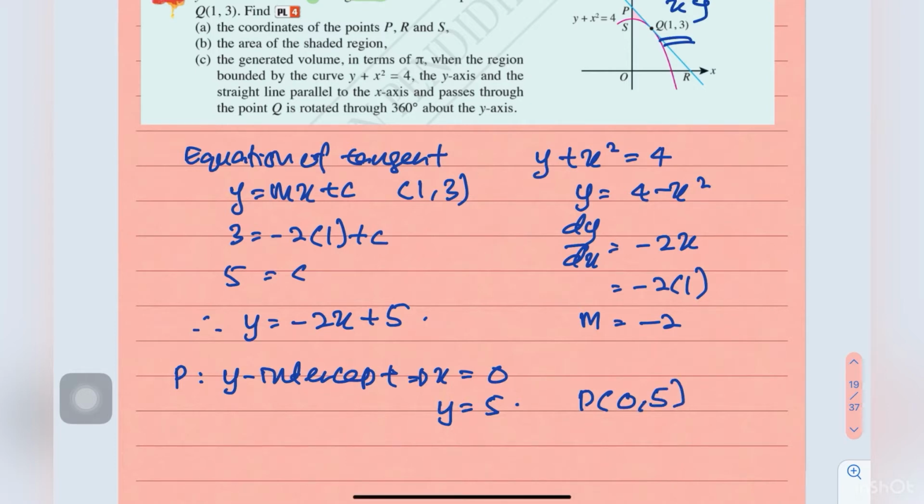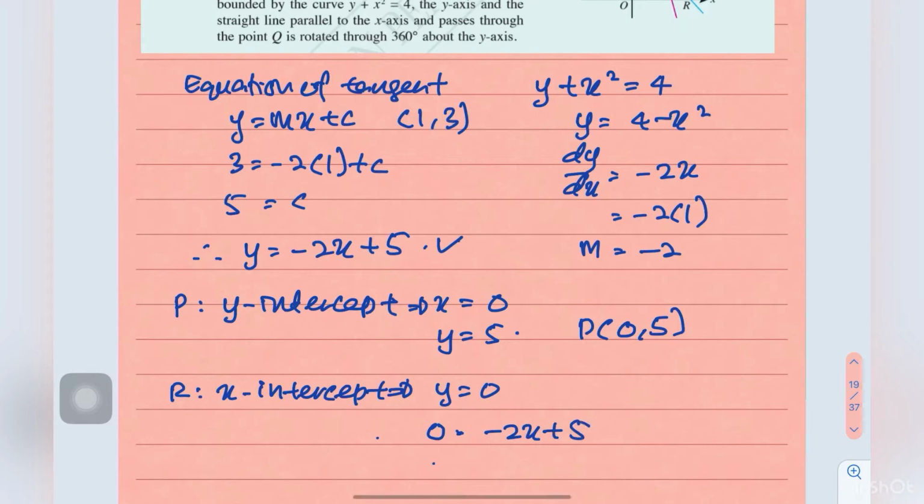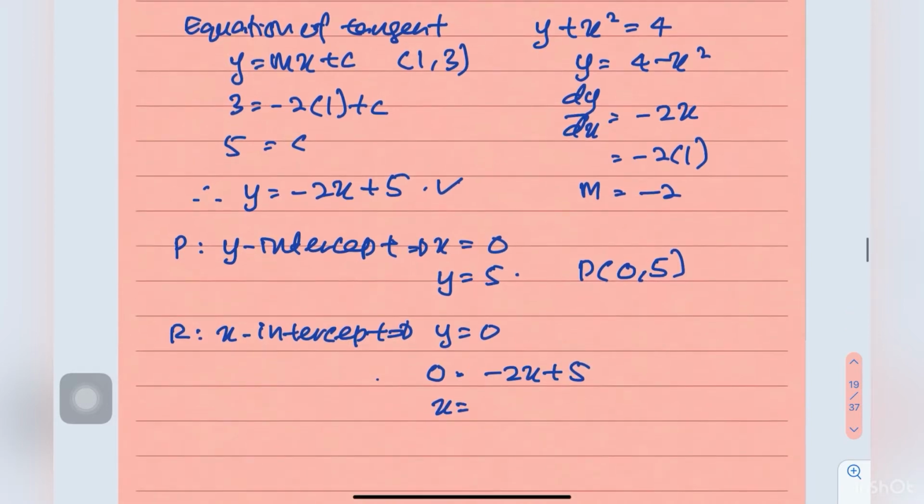Okay, so coordinate R is the x-intercept, so y equals 0. We substitute into the equation: 0 = −2x + 5. So x equals 5/2. Therefore the coordinate R is (5/2, 0).